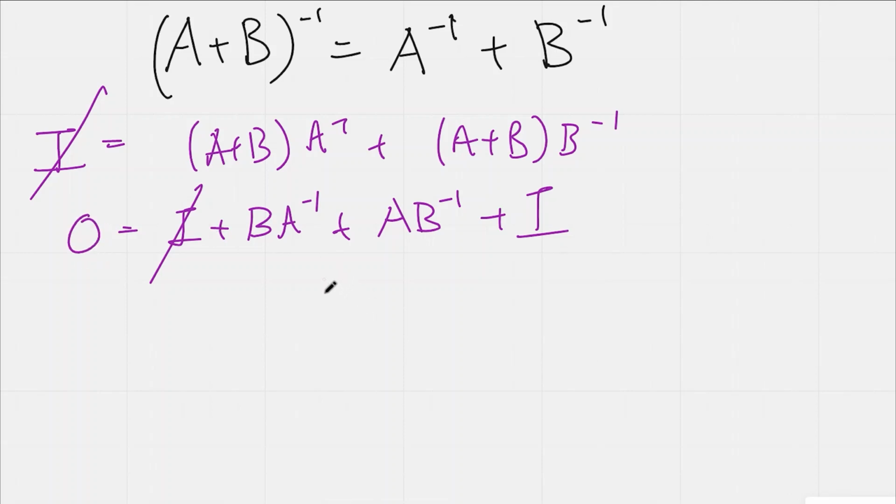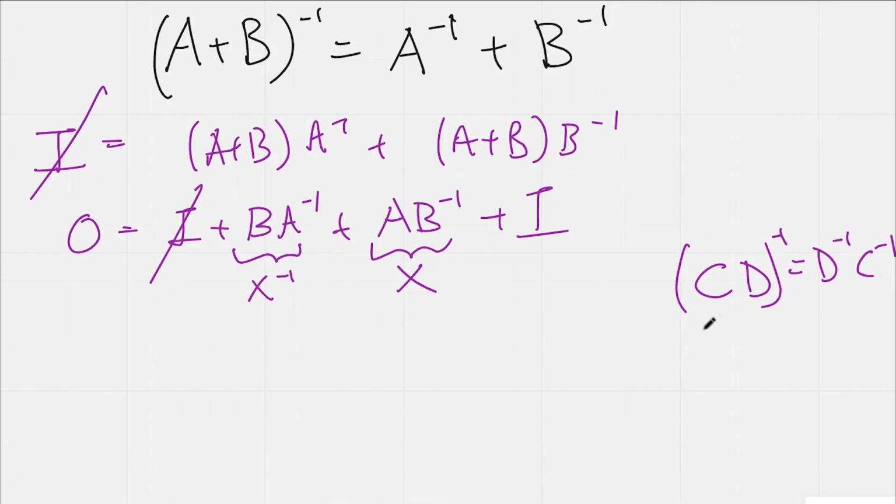And now what can we do with this? Well, if I just call this matrix here X, then I have a look at this thing here and I go, this thing here is precisely X inverse. Because remember, to work out the inverse of two matrices multiplied together, you swap them and then take the inverse of them. So if I have two matrices, say C and D, (CD) inverse is equal to D inverse C inverse. So this matrix here must be X inverse, and of course this is still I. So I have the equation X plus X inverse plus I equals 0.